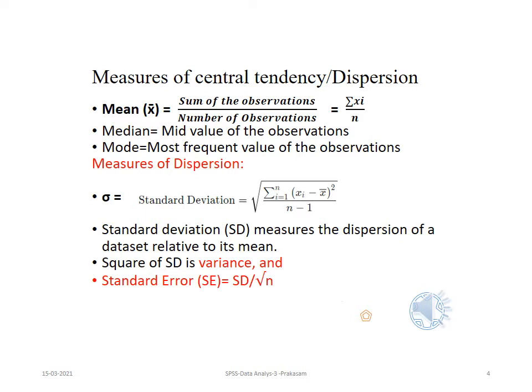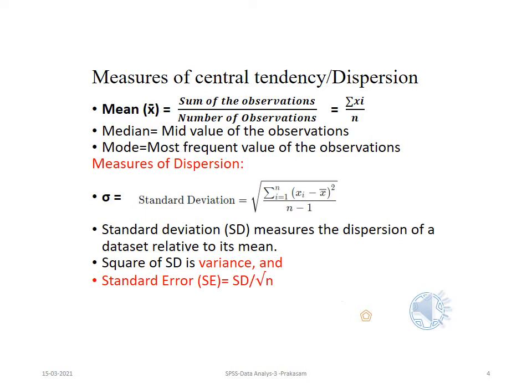Notationally it is given as sigma xi divided by small n, where small n refers to the number of observations and xi refers to the elements or the observations in the distribution. The small n and capital N are different, and when we discuss sampling, then we will discuss more about the small n and capital N. Next measurement is the median. Median is the mid value of the observations, and mode is the most frequent value of the observations.